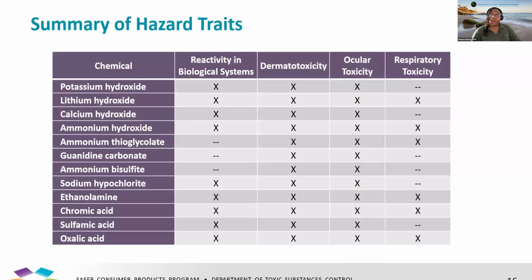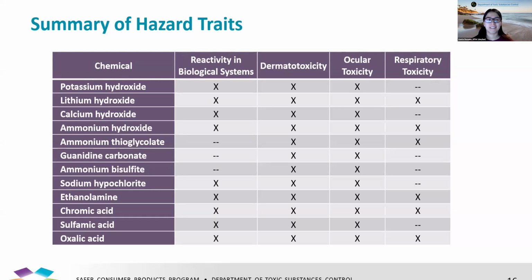Presented here is a table summarizing all of the acid and bases and their associated hazard traits. We are aware that some of these chemicals may have other hazard traits, such as aquatic toxicity, which is identified in the technical document. However, for the interest of adding to the candidate chemical list, these hazard traits are sufficient. I will now pass it back to Lizette, who will summarize our findings from today's presentation.